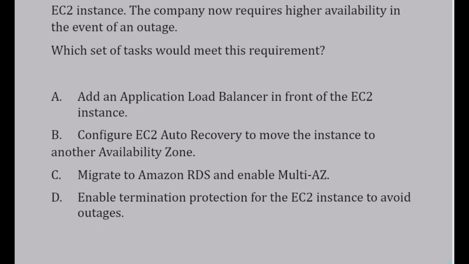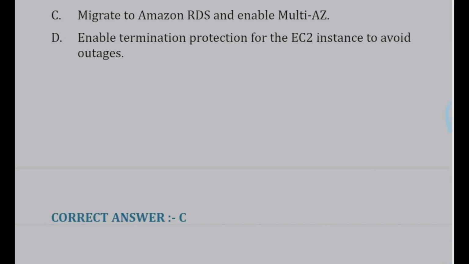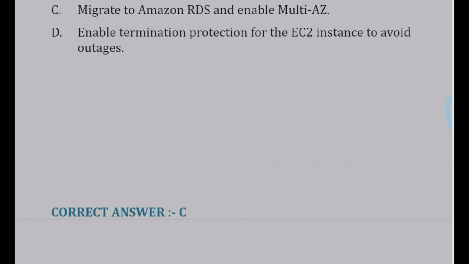Option A, add an application load balancer in front of the EC2 instance. Option B, configure EC2 auto recovery to move the instance to another availability zone. Option C, migrate to AWS RDS and enable multi-AZ. Option D, enable termination protection for the EC2 instance to avoid outages. Correct answer is option C.